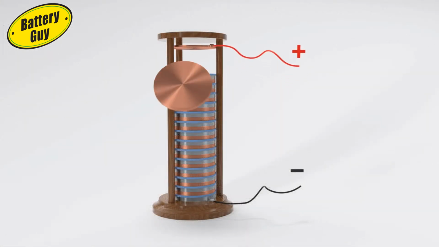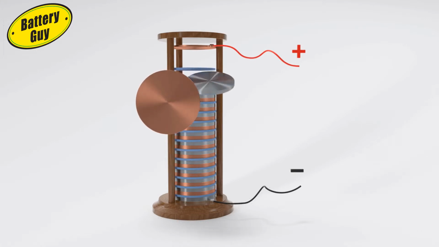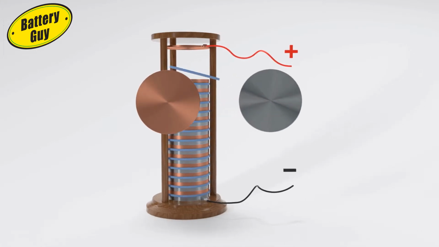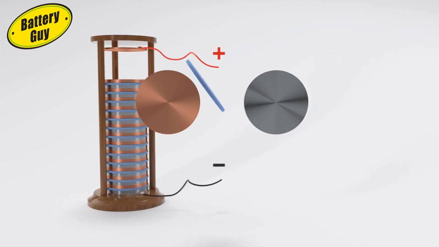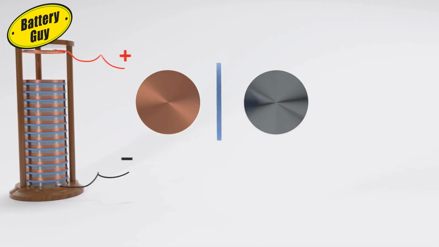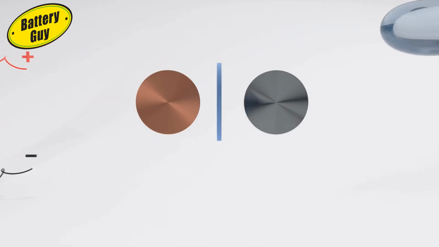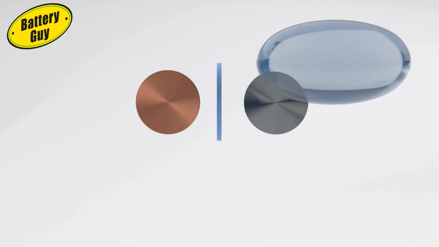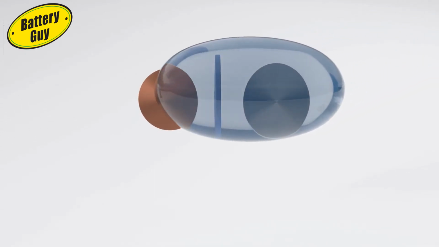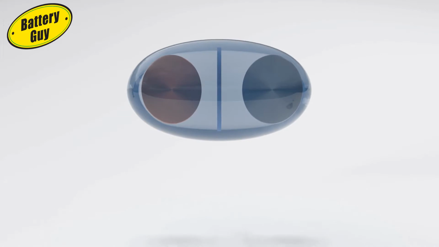Batteries are made up of cells. Each cell has a positive cathode and a negative anode. The anode and cathode are kept physically apart with a separator. But for the cell to work, both are placed in contact with each other via electrolyte.